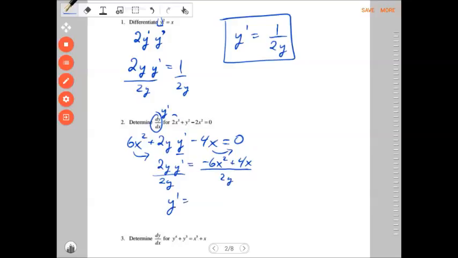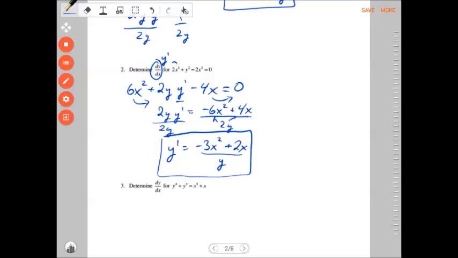So y prime equals, now, before we just blindly go and divide, remember that 2 divides nicely into both of those. So this is going to be negative 3x squared plus 2x over y. This is the 2 divided out. Okay, so there we have that derivative. Perfect. All right, let's look at this next one.